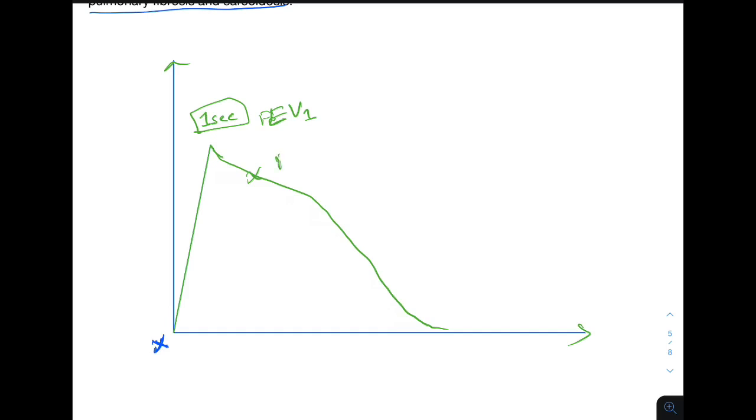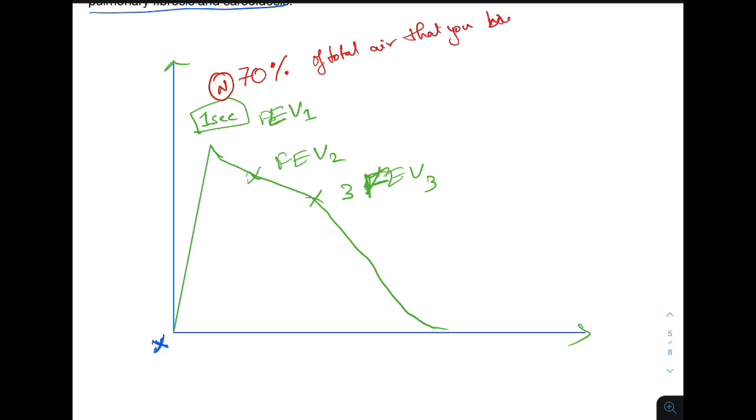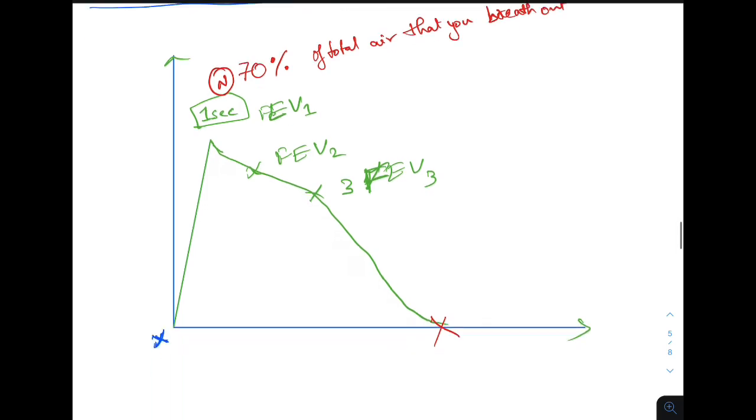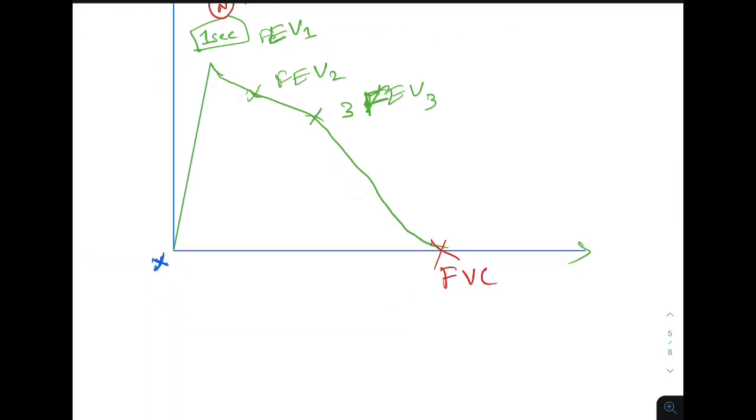FEV1, and second FEV2, and the third second FEV3, right? So this is the concept. The maximum air you will breathe out in the first second is FEV1, the amount of air. Usually, normally, remember this, normally this is a minimum of 70% of the total air that you breathe out. Okay, good. So this FEV1 is important. Okay, this last point, what is it called? Forced vital capacity, FVC, the total air that you breathe out. Okay, very good.